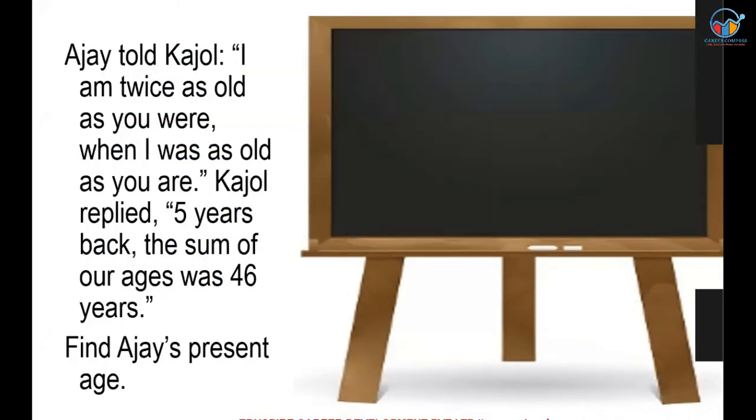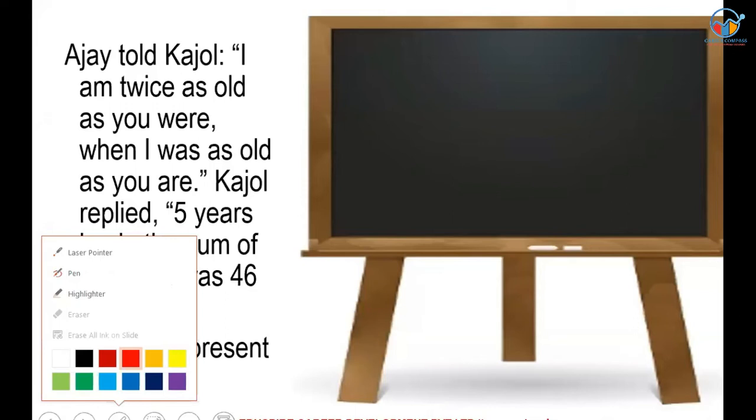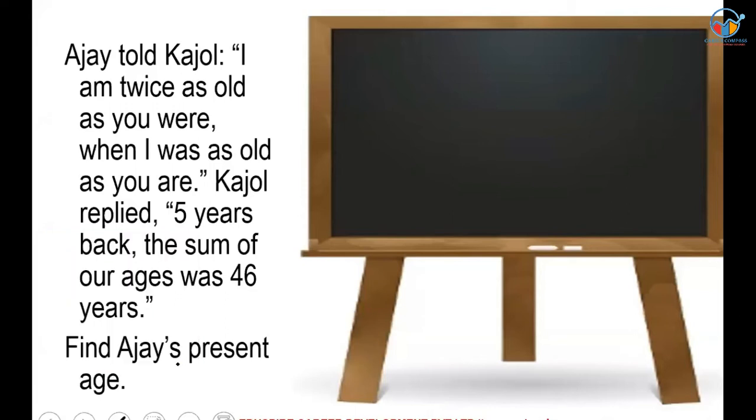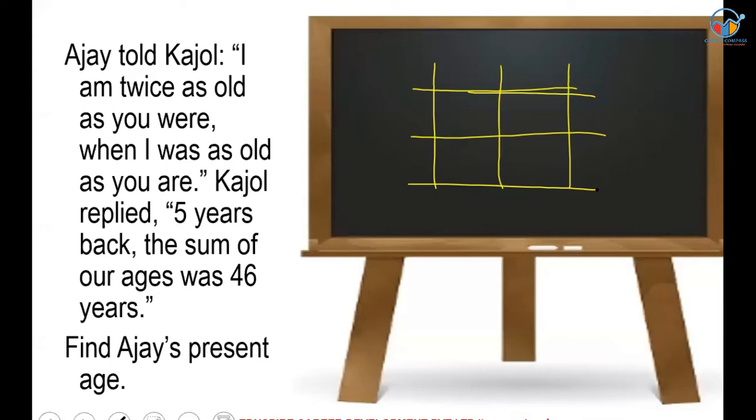Please try this question meanwhile. See, whenever the statements are complicated, my suggestion is please try to make a table so that it looks simple. So on one side, they're talking about present, and on the other side, they're talking about past. While over here, they're talking about two persons, Ajay and Kajol.